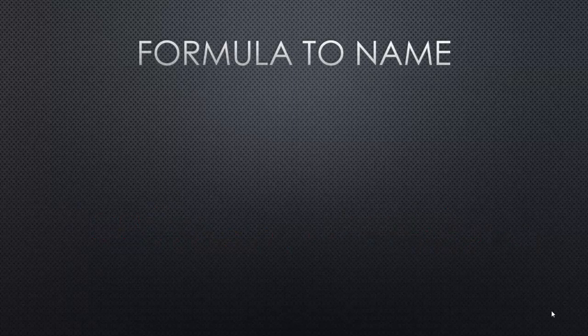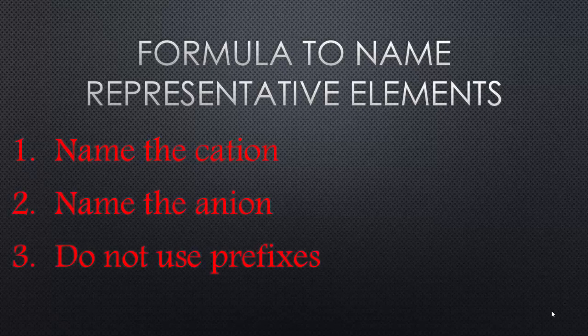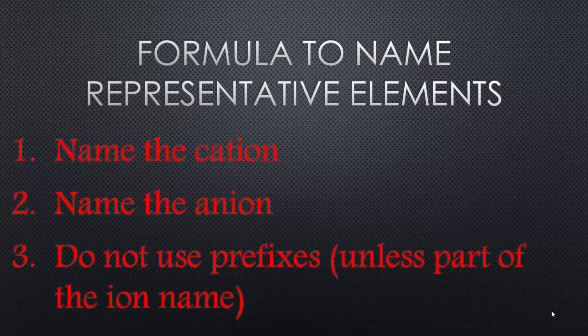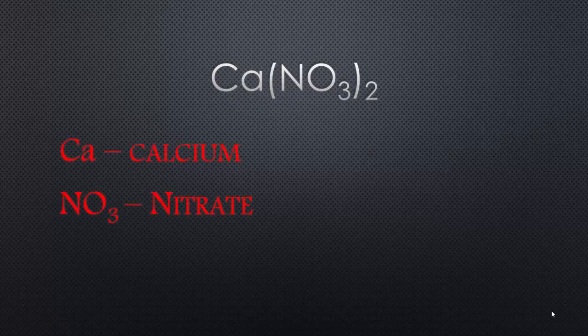Going from formula to name, we're going to follow the same steps. With representative elements, it's pretty simple. You name the cation, you name the anion. You do not use prefixes, unless, of course, the prefix is part of the ion name, and then you're done. So, for example, if you were given this compound and asked to name it, since you only know how to name binary compounds, you need to find the two components. The parentheses are a good giveaway. The Ca is a metal, so it is the cation. The NO3 must be the anion, and it's obviously polyatomic. So Ca is calcium. You look up the NO3 and you see that it's nitrate. This would be calcium nitrate.